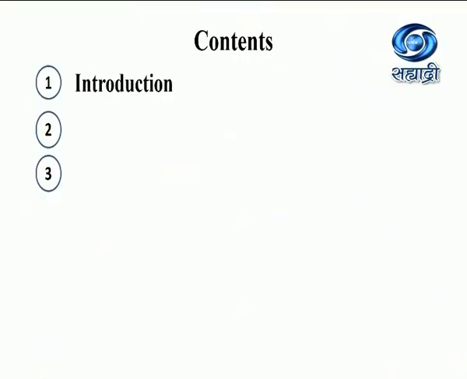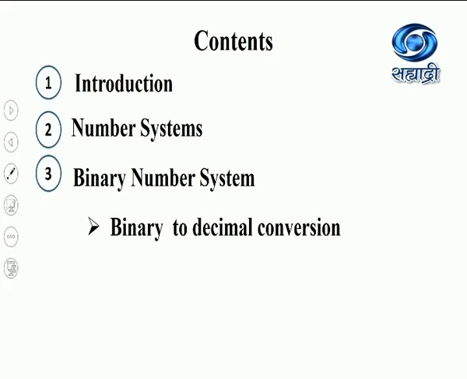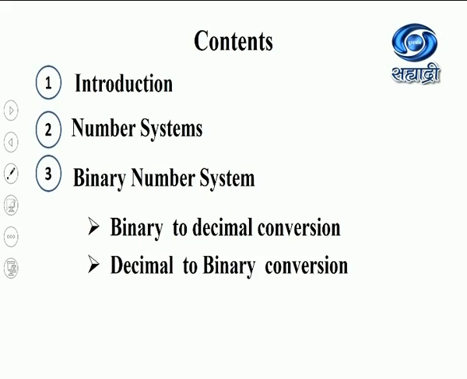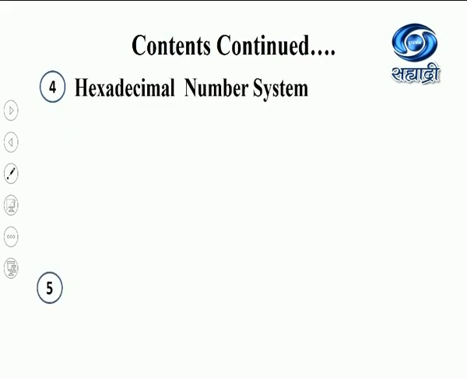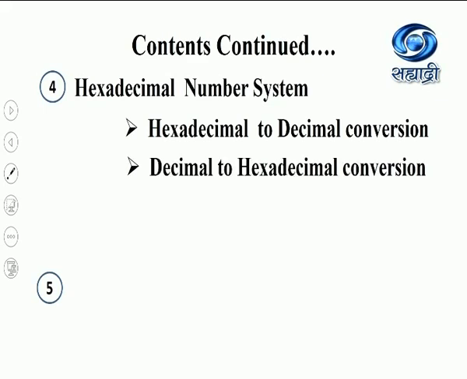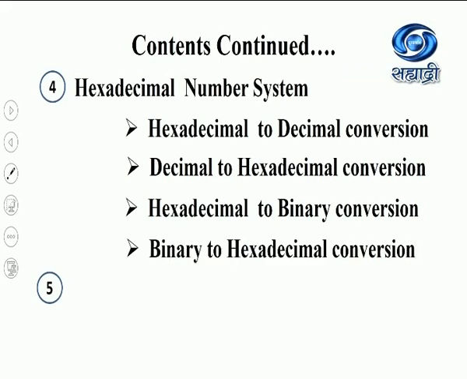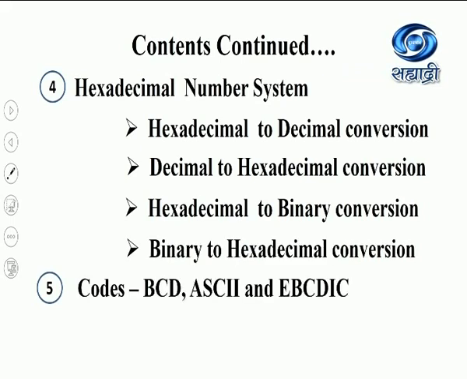Chapter contains introduction, number systems, binary number system. In that we are going to see binary to decimal conversion, decimal to binary conversion, hexadecimal number system, hexadecimal to decimal number conversion, decimal to hexadecimal conversion, hexadecimal to binary conversion, binary to hexadecimal conversion. Fifth point will be the codes. In that we are going to see BCD, ASCII and ABCD code.